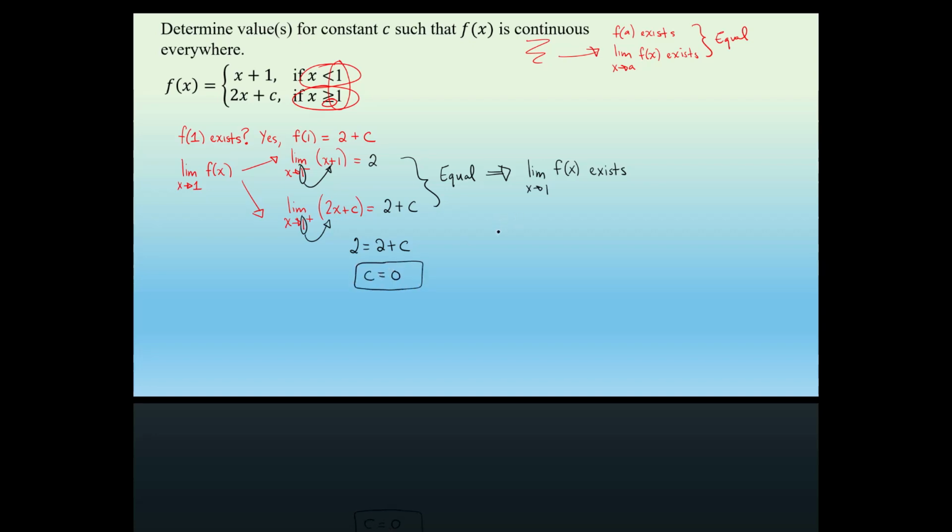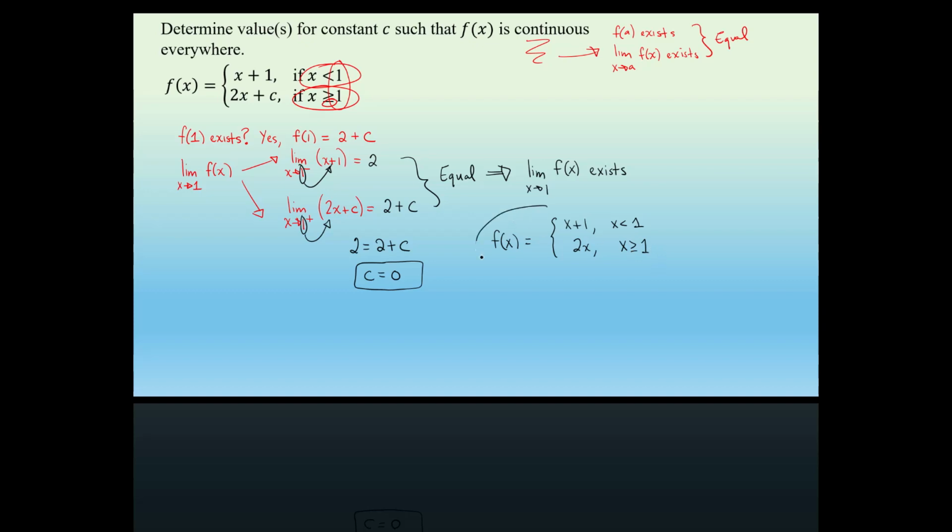So I can rewrite my piecewise function real quick, and I end up with x plus 1 when x is less than 1, and I end up with just 2x when x is greater than or equal to 1.